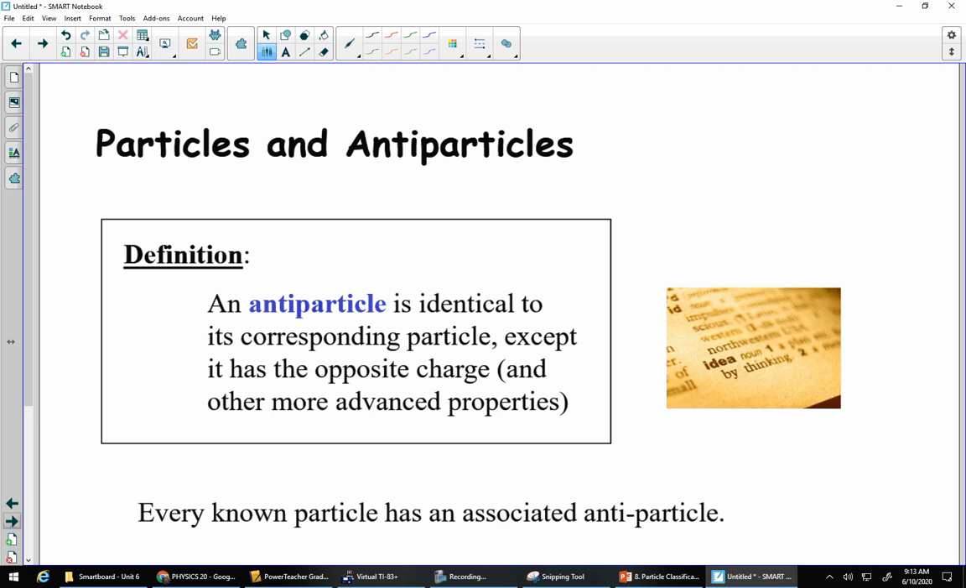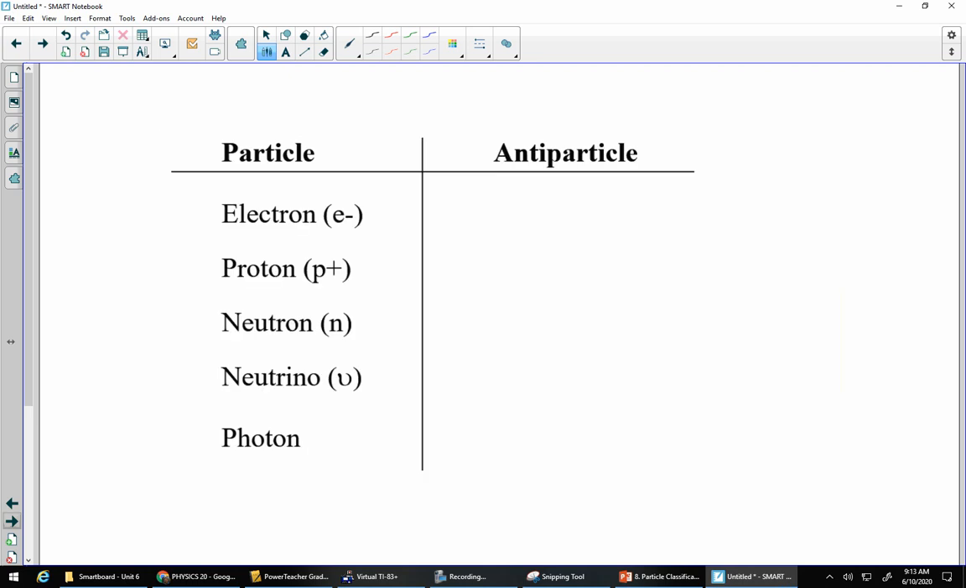So getting into the next little bit here, we kind of already know about antiparticles. Kind of. I mean, we've heard of them in this course before. But an antiparticle is identical to its corresponding particle in every way, shape, and form, except for its opposite charge and some other more advanced properties that we don't really get into in this course. Every known particle has an associated antiparticle. So, electrons, we got positrons. Protons, we have antiprotons.